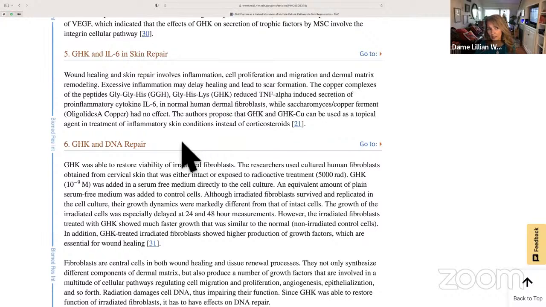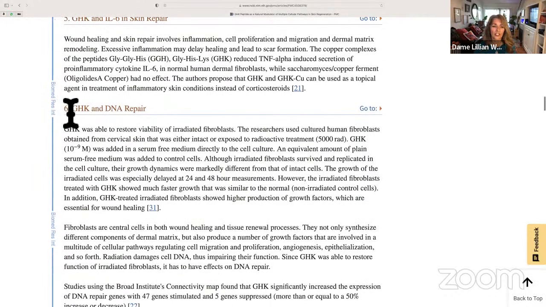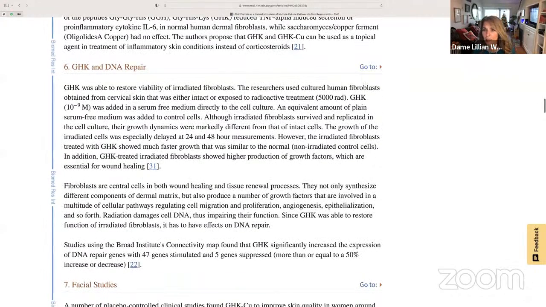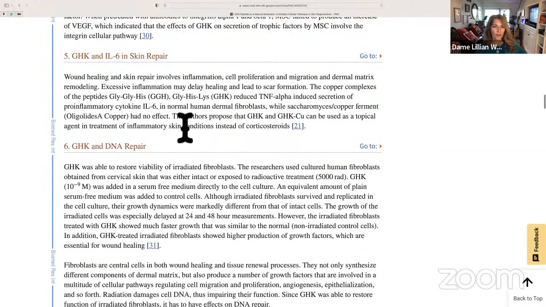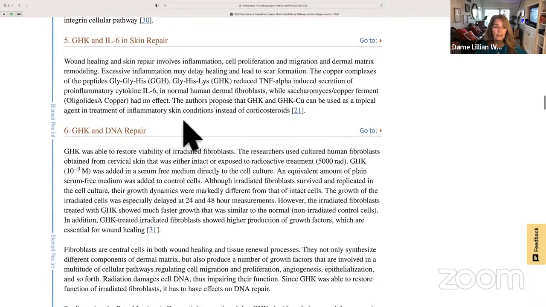So now it's going to talk in section 6 about GHK and DNA repair. Let's see where we are. Time-wise, it's been almost coming up on the hour. So rather, I'm going to just finish here at this level 5. What I'll do is I will do another video where we continue to go through the balance of this paper.